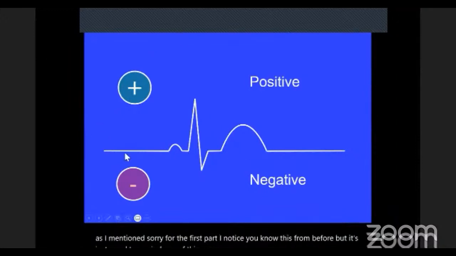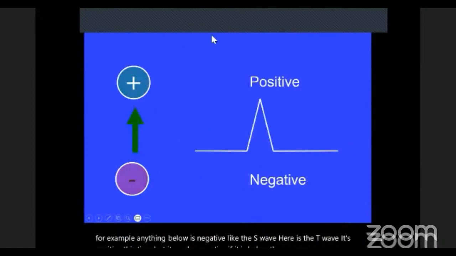So in the 12-lead ECG paper, we have the baseline, and anything above the baseline is a positive wave, like the R wave here, for example. Anything below is negative, like the S wave. Here is the T wave, it's positive this time, but it can be negative if it is below the baseline. And it's important from the electrical point of view to understand the concept of electrodes. These electrodes, we usually have positive and negative.